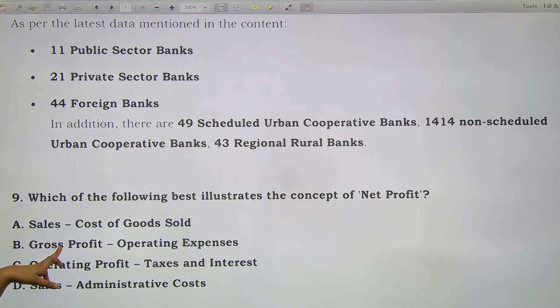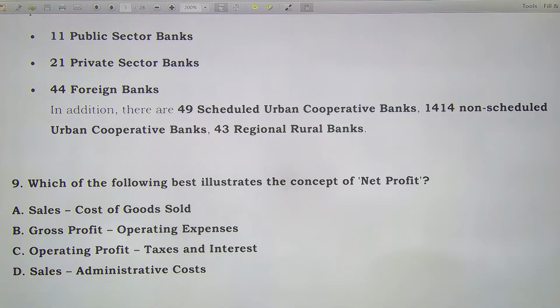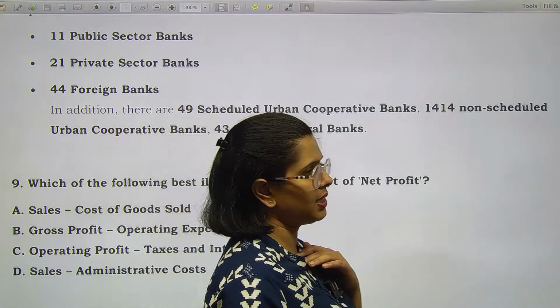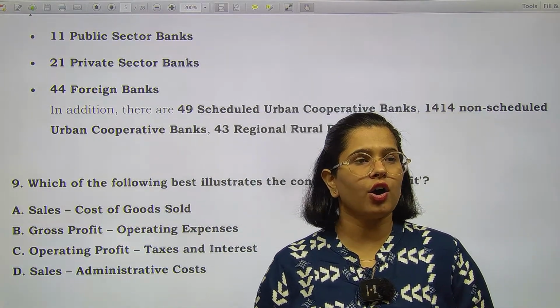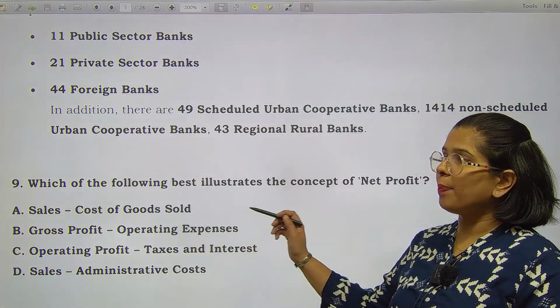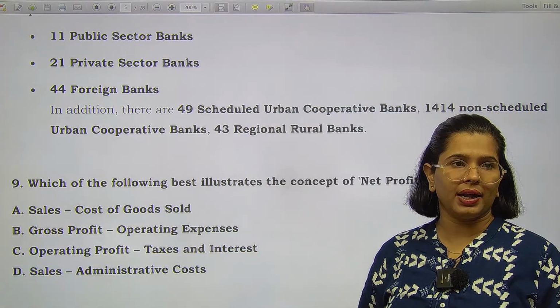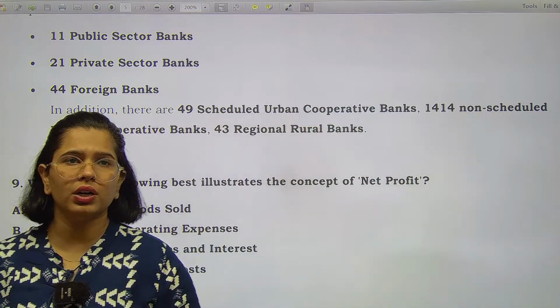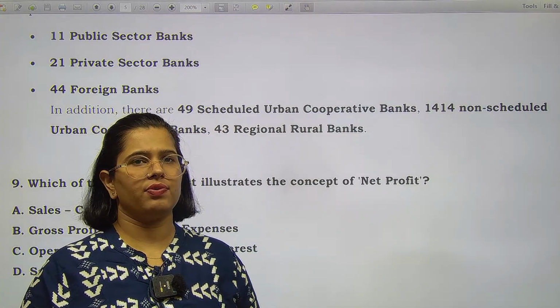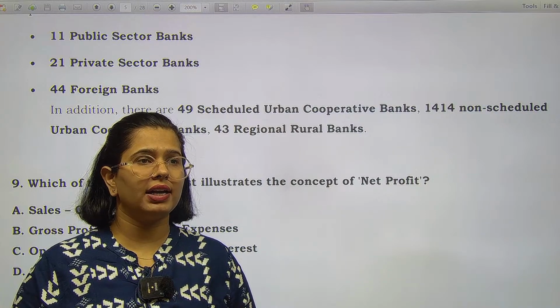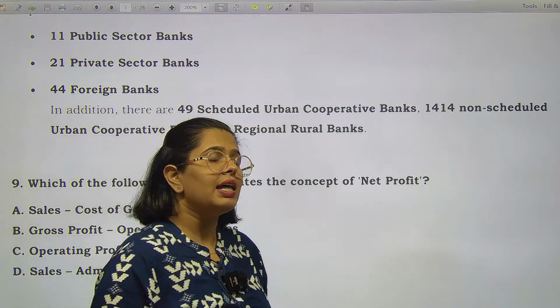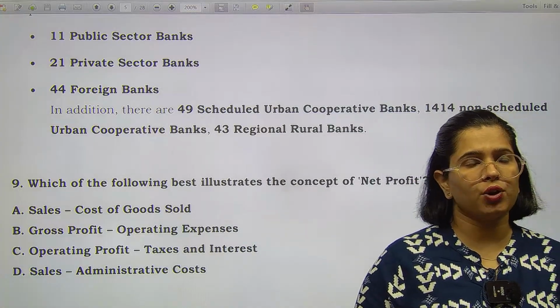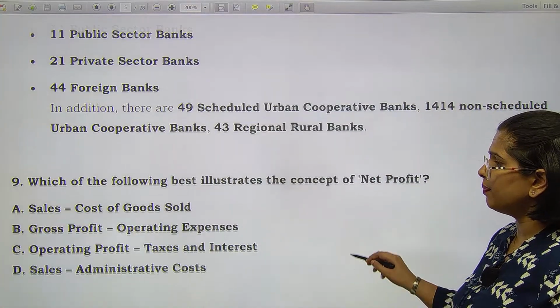Now, which of the following best illustrates the concept of net profit? Out of these, what would be the correct formula of net profit? Sales less cost of goods sold is going to give me gross profit. If I subtract cost of goods sold from sales, I'll get my gross profit. Gross profit less operating expenses, if I deduct that, I'll get the operating profit, right? Sales less administrative cost is not a comprehensive measure for net profit analysis. Okay, it's not a comprehensive measure. Then what would give me net profit? When I deduct taxes and interest from the operating profit, this is closer to the concept of net profit, right?